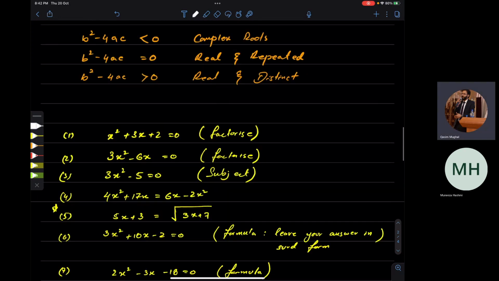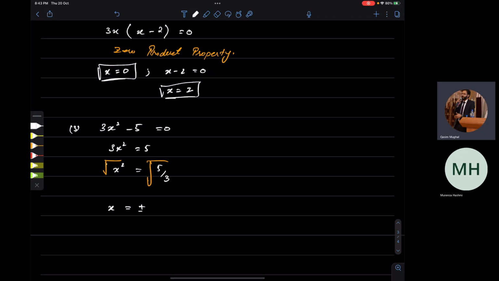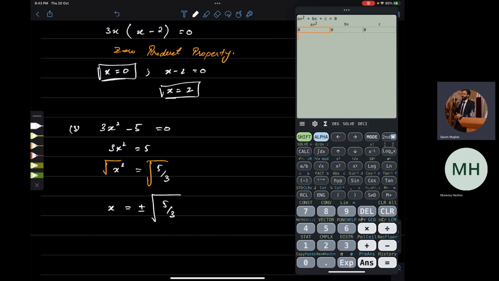All right, next is 3x squared minus 5 equals 0. There's just one variable. I'm going to make this the subject of the equation. So 3x squared equals 5. x squared equals 5 by 3. I'll be taking the root on both sides. And that's going to give me x equals plus minus root of 5 by 3. Okay, I can keep it like this, or if I want to give it in decimal, then I can convert it into decimal by using a calculator. Okay?